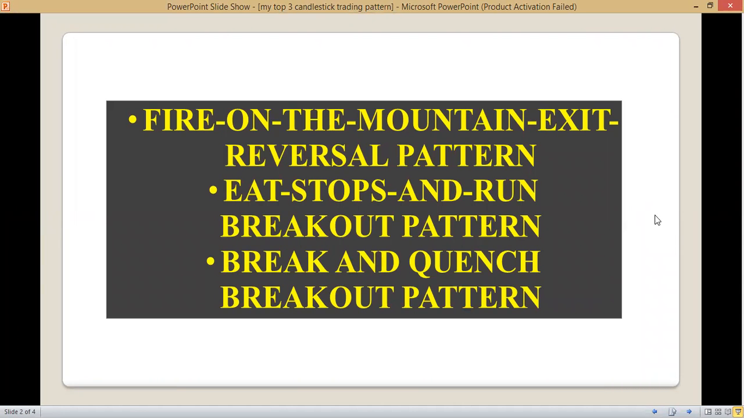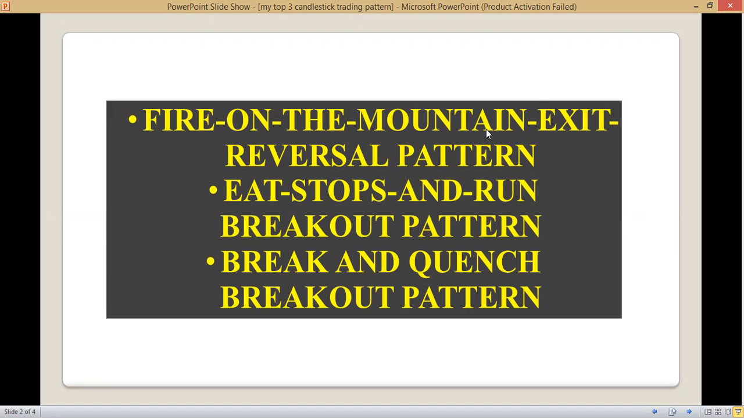These are my top three of them. Don't mind the names. I just decided to reframe them like this because that's the only way I think I can pass the information across so that it will consolidate in your minds and you will not forget it. The first one I have here is the fire on the mountain exit reversal pattern. It's funny, right? The second one is the it stops and run breakout pattern. And then finally we have the break and quench breakout pattern. These are very, very strange names, I know, but we can't help it.